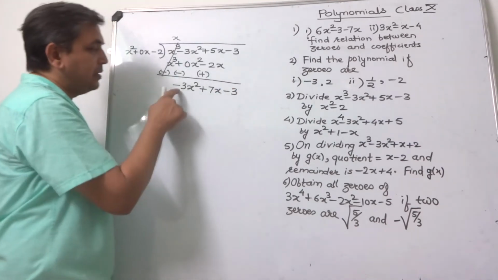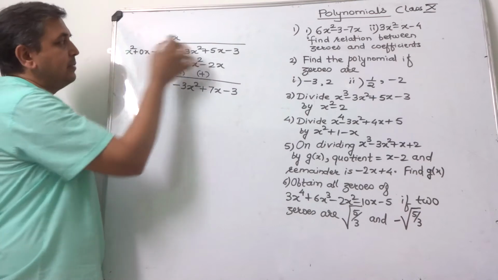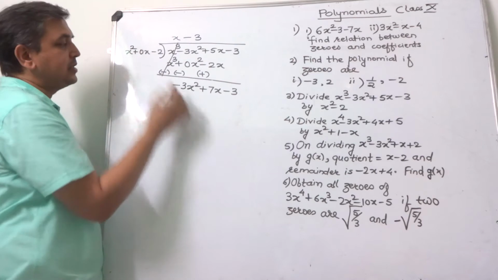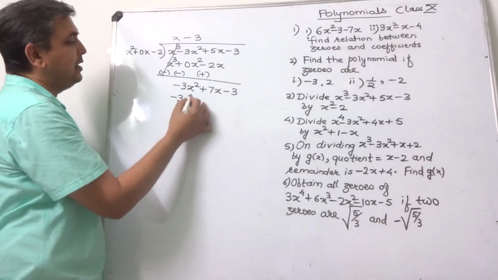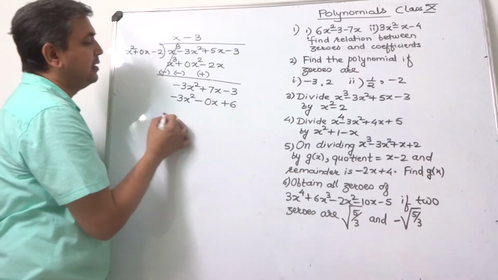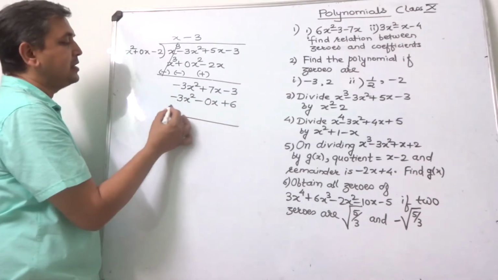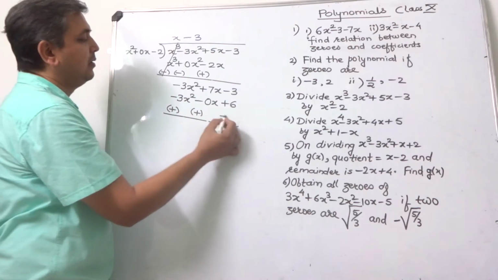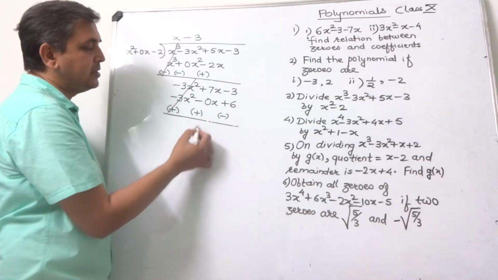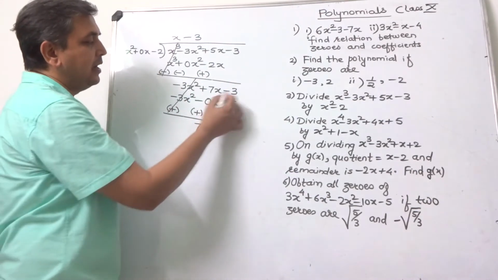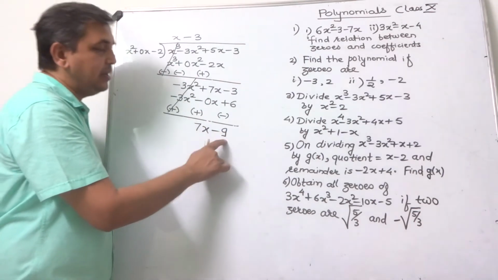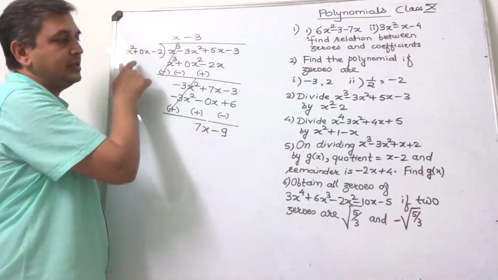Now what we do is divide the first term by the first term again. So we get minus 3. Minus 3 into these terms will give minus 3x square minus 0x plus 6, and subtracting, that is changing the signs. Check what do we get. This gets cancelled. Plus 7 plus 0 is plus 7x, and minus 3 minus 6 is minus 9. So this is the remainder, this is the quotient, this is the divisor.